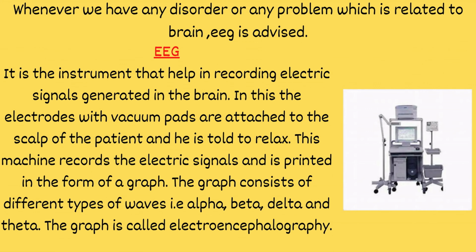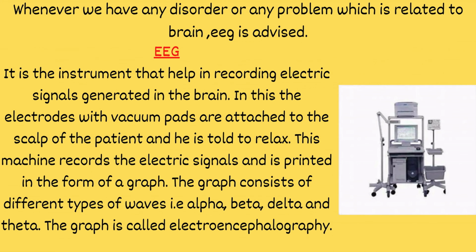Whenever we have any disorder or problem related to the brain, EEG is advised. EEG is the instrument that helps in recording electric signals generated in the brain. In this, electrodes with vacuum pads are attached to the scalp of the patient and he is told to relax. The machine records the electric signals and prints them in the form of a graph. The graph consists of different types of waves, i.e. alpha, beta, delta and theta. The graph is called an electroencephalograph.